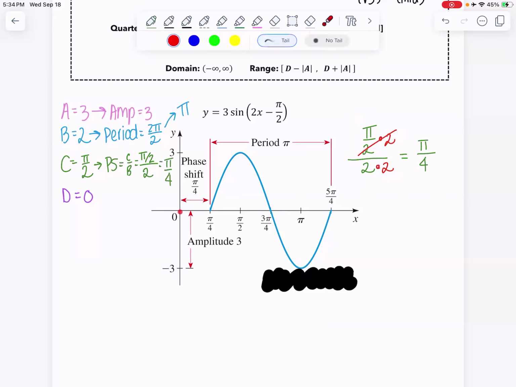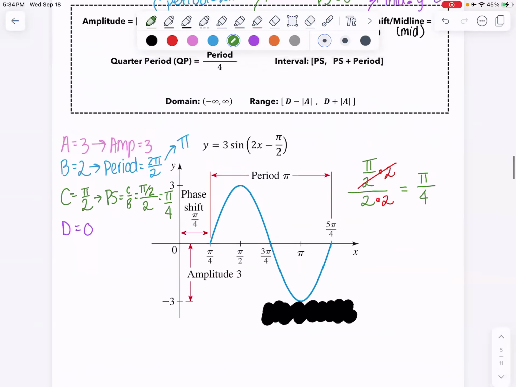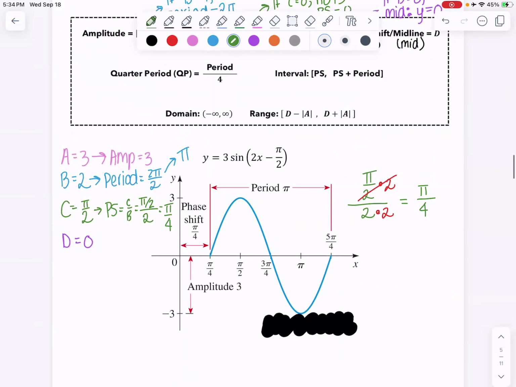And indeed, look, it shifted over pi over 4. And D is equal to 0. That means the midline is 0. So that is the general form of sine and cosine.